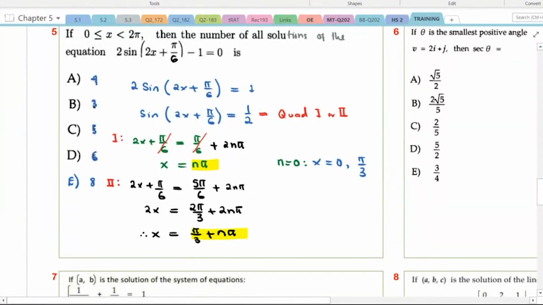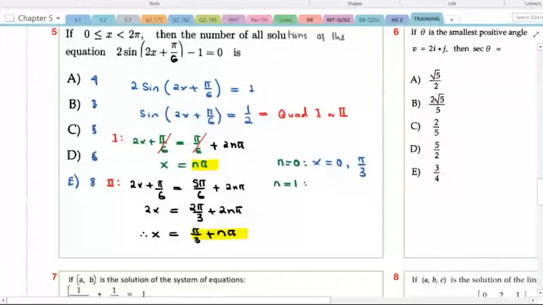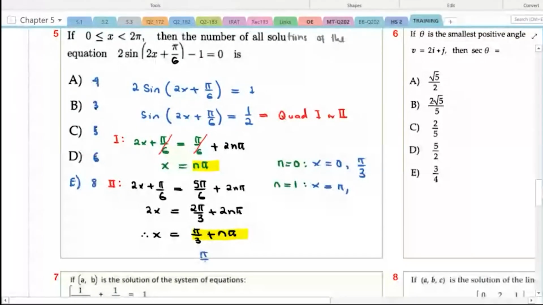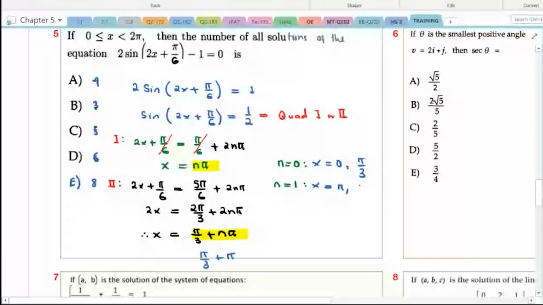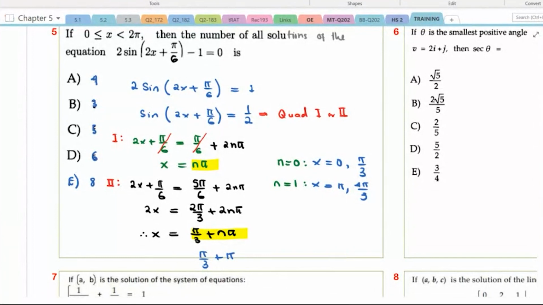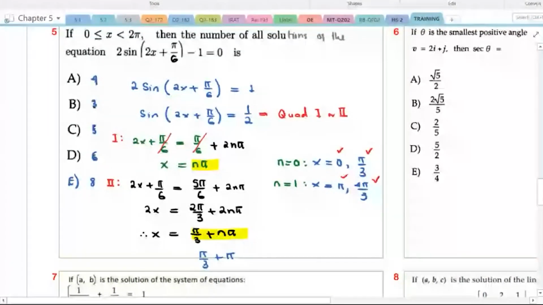Then the next one, gentlemen. We say here, what if n is equal to 1? If n is equal to 1, again we substitute, we have x equal to pi. And in this case, we have pi over 3 plus pi, and that is going to give us 4 pi over 3. If you look at each one of them, they are inside the interval from 0 to 2 pi.